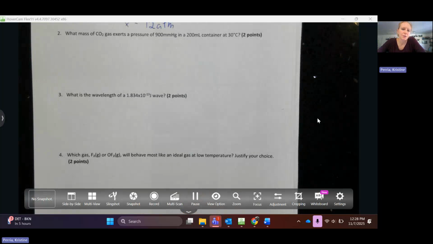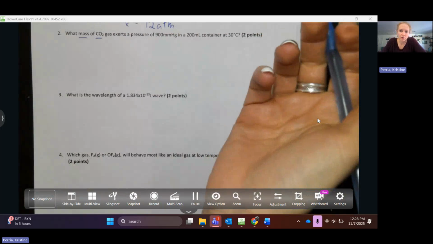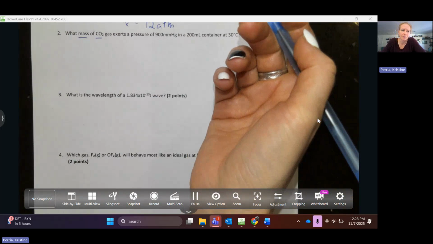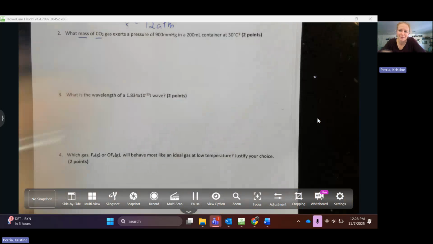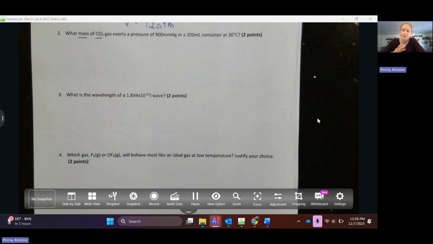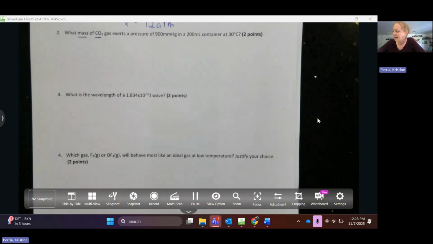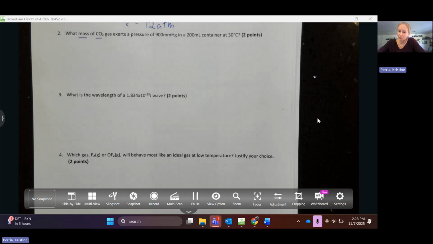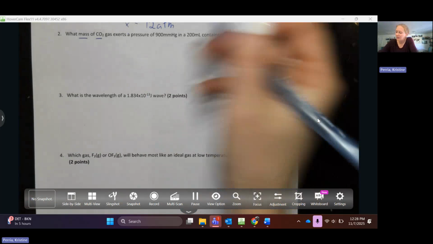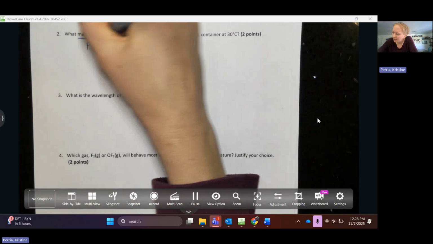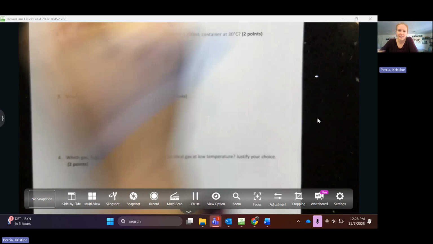What mass of CO2 gas exerts a pressure of 900 millimeters of mercury in a 200 milliliter container at 30 degrees Celsius? Whenever you are given mass and you are given the compound, then you know moles, right? Because whenever you get moles from PV equals nRT, then you can get mass from that compound using the molar mass. Now, we can solve for moles using the only equation that has moles in it that we've learned about in this unit, which is PV equals nRT.